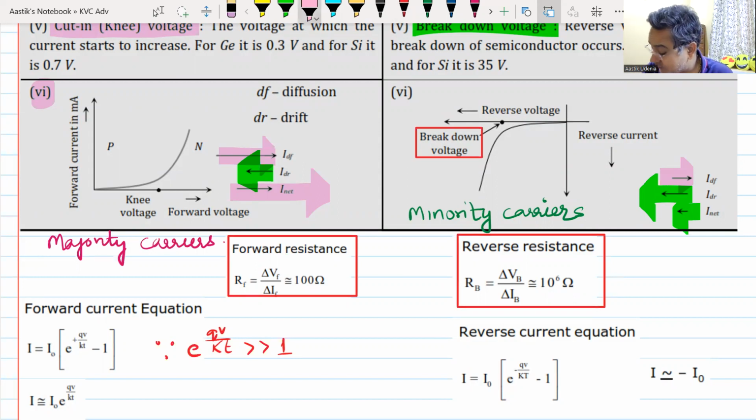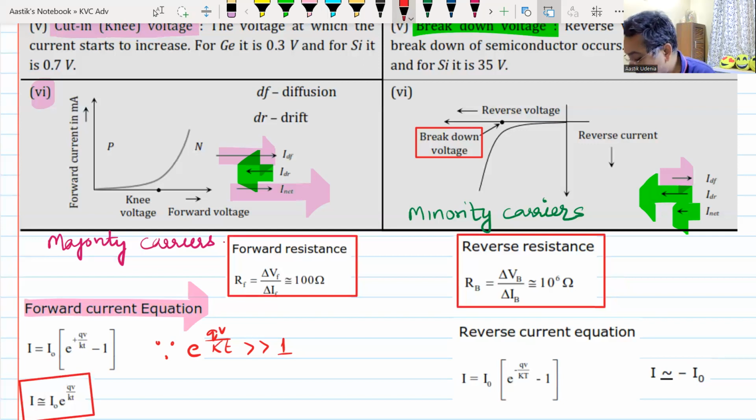The next thing is the forward current equation. This is not in your course, but if they ask you, this is the forward current equation, and the forward current is equal to I naught e to the power qV by kT, where what is I naught? I naught is the current at the knee voltage, and here I naught is the current at the breakdown voltage. Do we understand this? Yes.